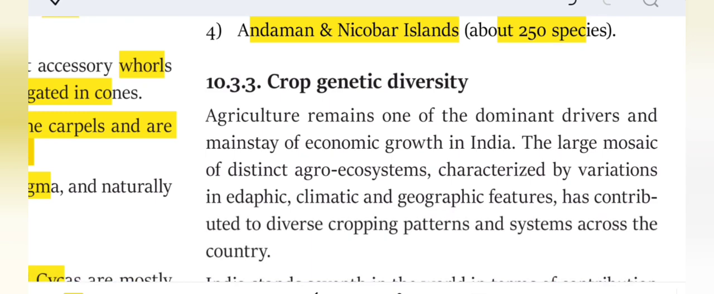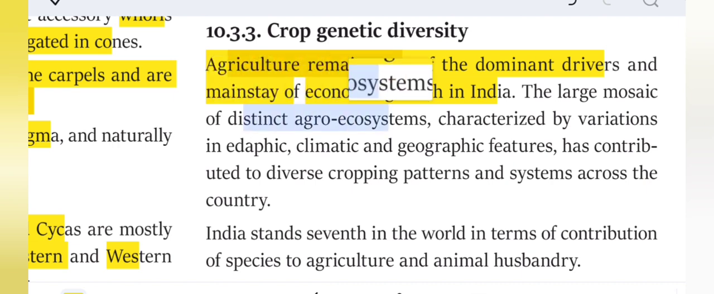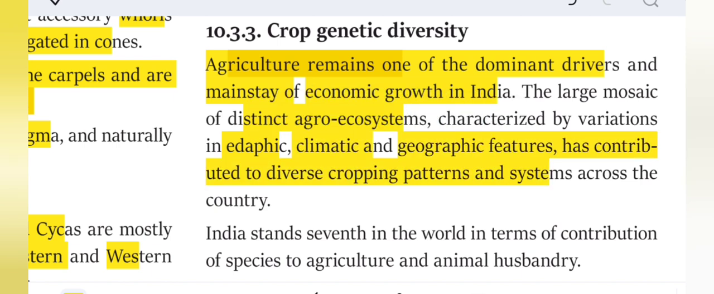Now, crop genetic diversity. Agriculture remains one of the dominant drivers and mainstay of economic growth in India. The large mosaic of distinct agro-ecosystems, characterized by variation in edaphic, meaning soil-related, climatic and geographic features, has contributed to diverse cropping patterns and systems across the country.